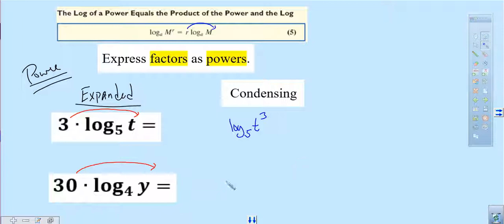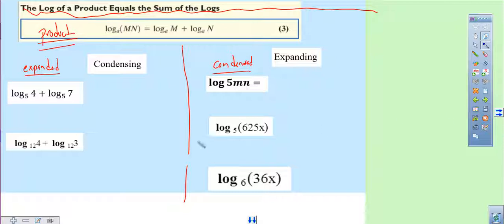Go ahead and do the second one, hit pause, and then bring it back on. Same deal, we move the 30 up. So this becomes log base 4 of y to the 30. Now remember, this is the power rule. So now let's move on to the next rule. Now we're going to take a look at the product rule.